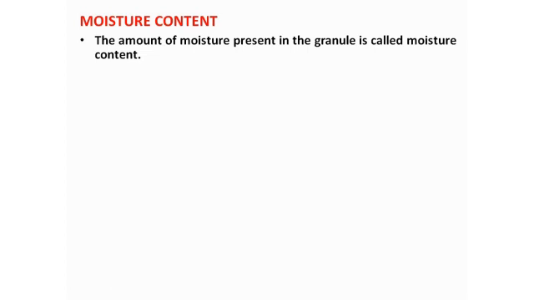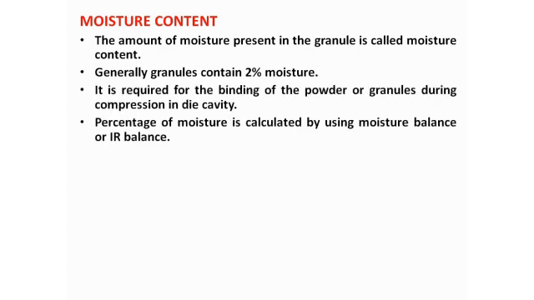The next thing is the moisture content. What is moisture content? It is the amount of moisture present in the granule. It is generally in the range of 0 to 2%, not more than that. Why is it required? Moisture is required for binding of the powder and granules during compression in the die cavity, that is, in the tablet punching machine. For binding we need moisture, but the amount should not exceed 2%.